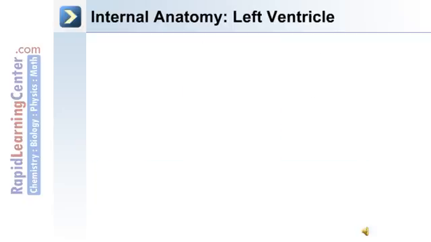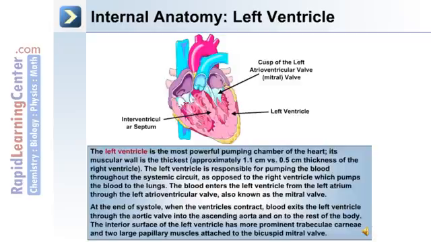The internal anatomy of the left ventricle. The left ventricle is the most powerful pumping chamber of the heart. Its muscular wall is the thickest, approximately 1.1 centimeters versus 0.5 centimeters for the right ventricle. The left ventricle is responsible for pumping the blood throughout the systemic circuit, as opposed to the right ventricle, which pumps blood to the lungs.